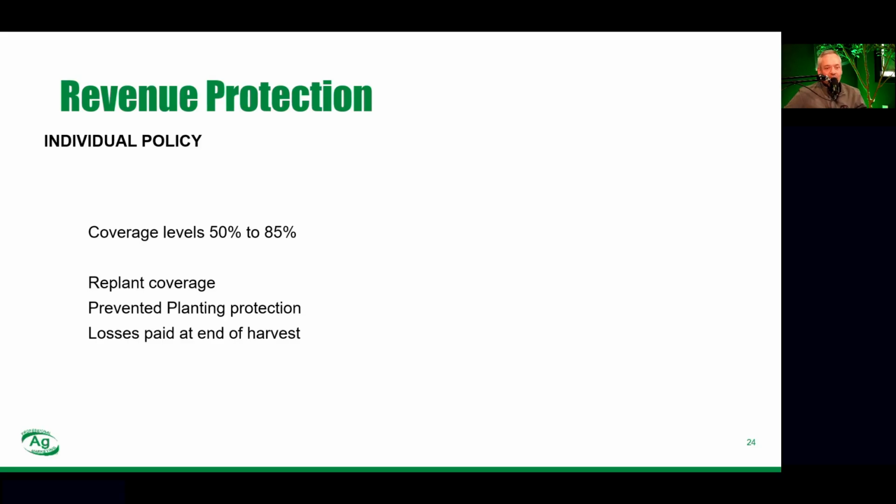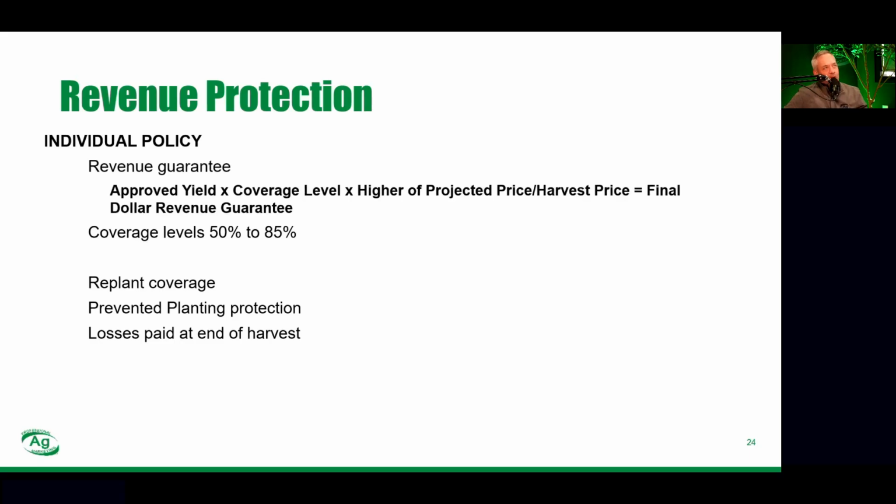Losses are paid at harvest after we've determined our final yield, and after that harvest price is set, which for corn and soybeans would be the month of October. So the equation we're going to use is very similar to that yield protection plan. As you see, our approved yield times our coverage level, times share, and then we're going to multiply it by the higher of the spring price, or the projected price, or the harvest price. So we get the higher of the two prices to determine our final revenue guarantee.